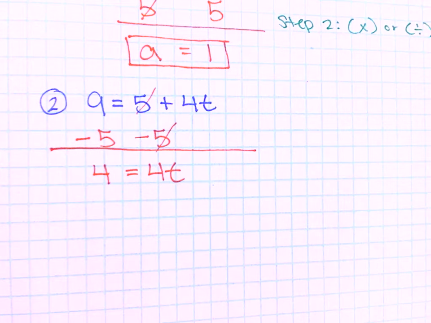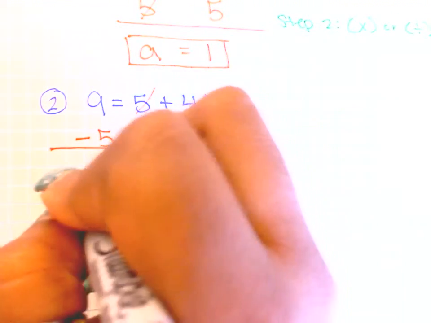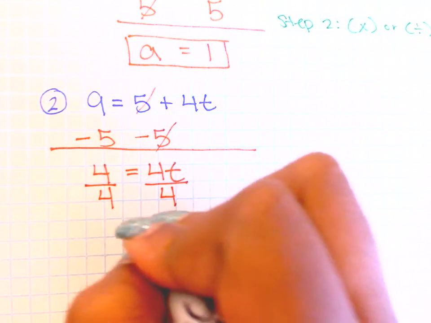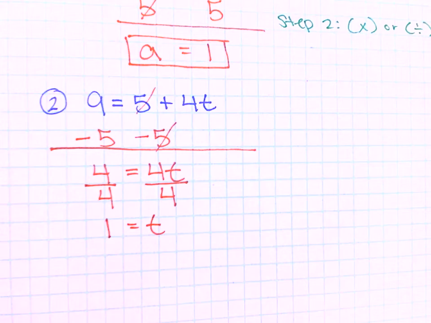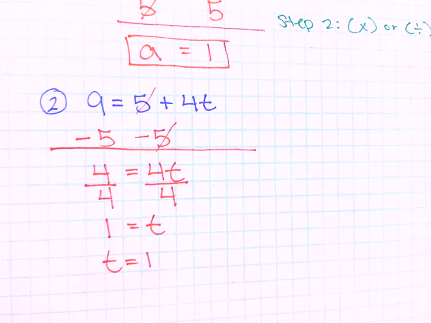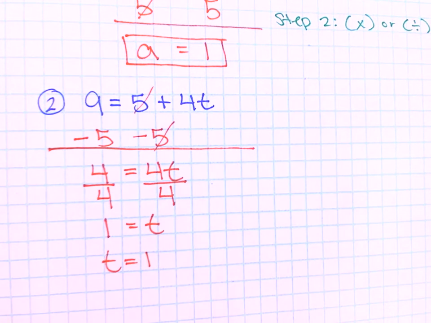Now t is still not isolated, so I must do the opposite to get t by itself. So I'm going to divide by 4 on both sides. So I am left with t equaling 1. Or if you'd like to write it this way, it's fine. T equals 1. 4 divided by 4 is 1. I know, so easy this term. Yes, as long as you follow the rules, you will be successful.